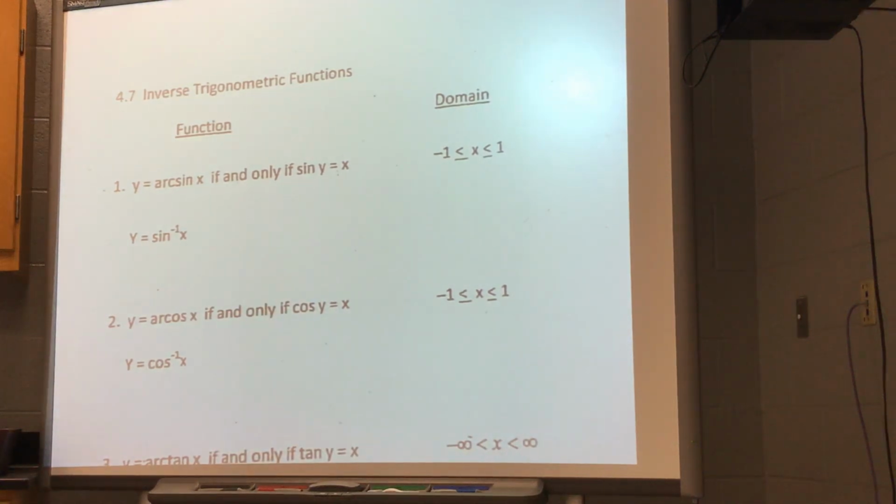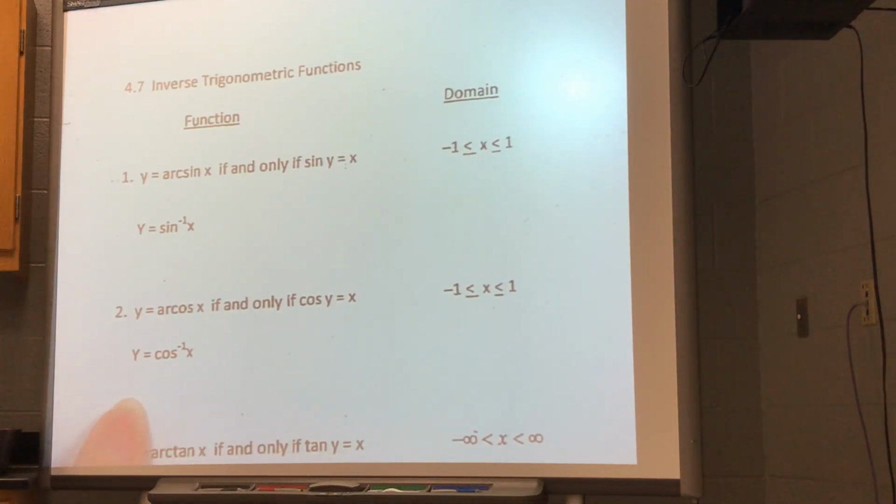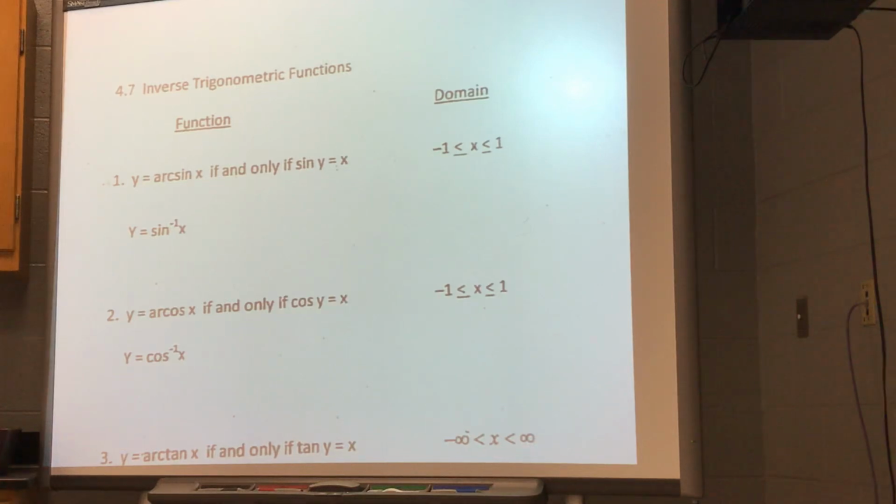All right, so the domain of the arcsine (inverse sine) and arccosine (inverse cosine) is the same. What goes in has to be a number between -1 and 1, because that's what you get when you take the sine and cosine.